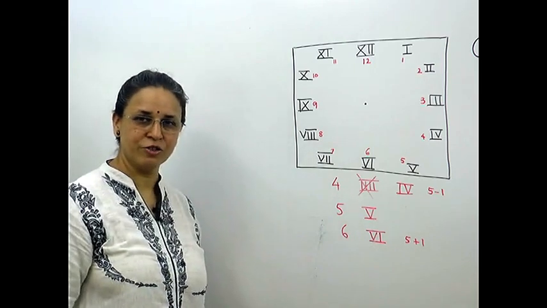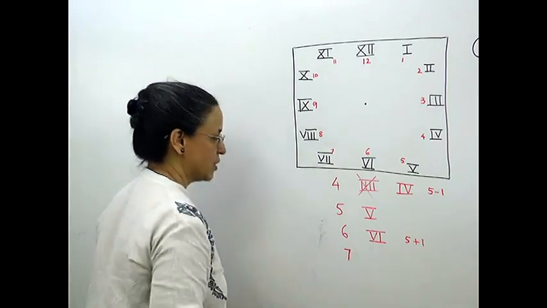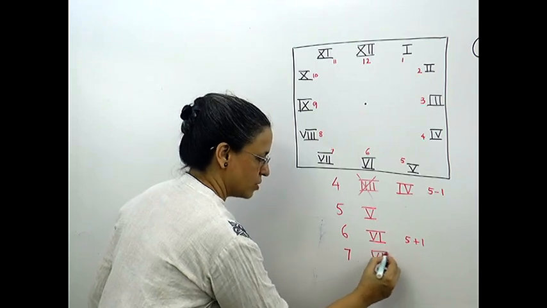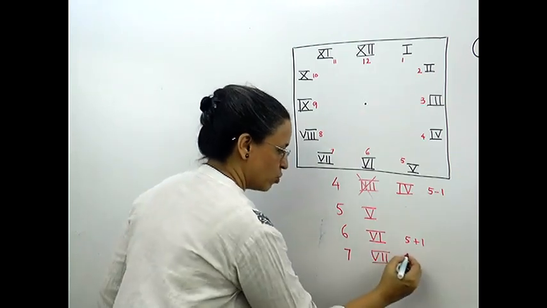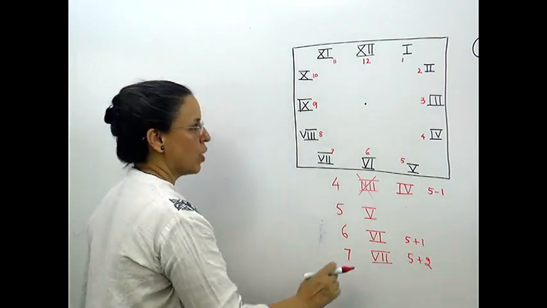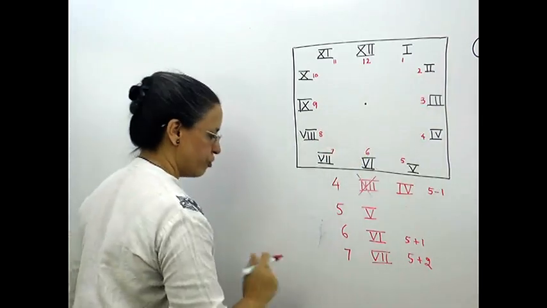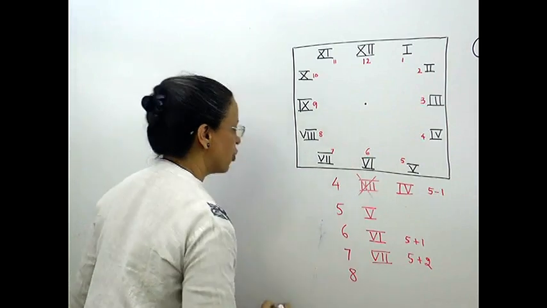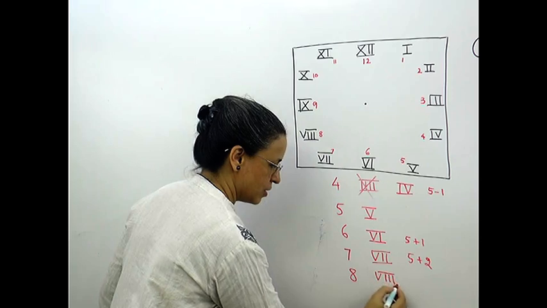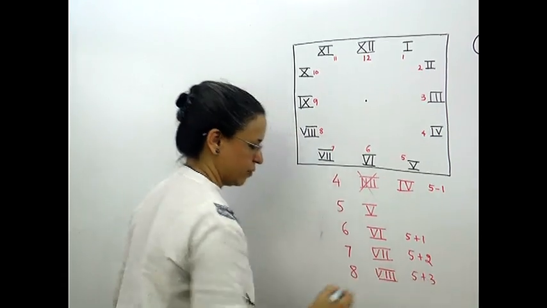Is that easy enough? Now we go on to 7. When you have to write the number 7, same way, first put a 5 and then put 2 more lines. That will give you 7. So it will mean 5 plus 2. Because 2 lines you had already seen means 2. 8 is also fairly easy. Because for 8, we will write 5 and we will put 3 lines. Correct? So this will become 5 plus 3.